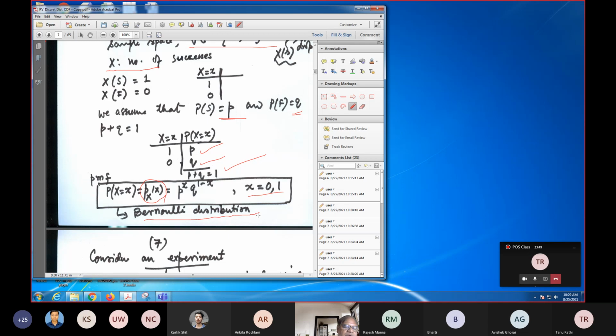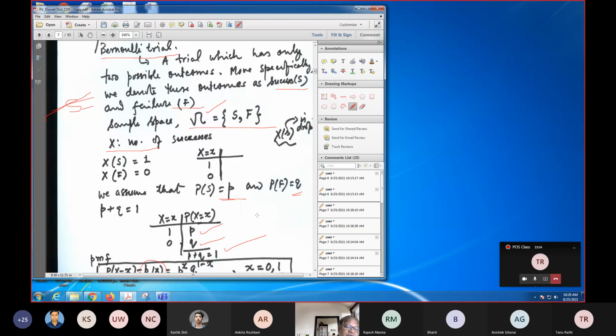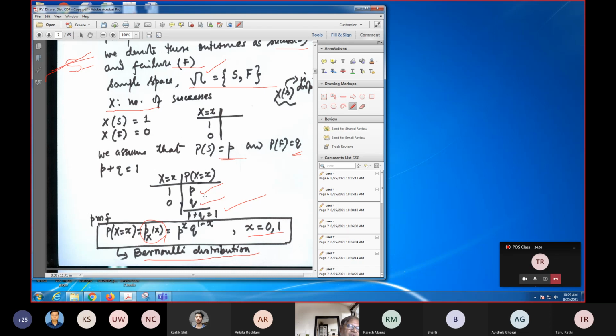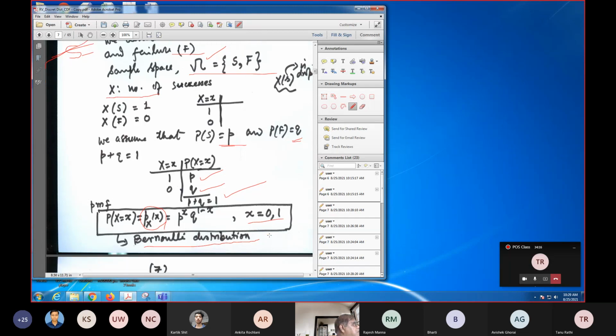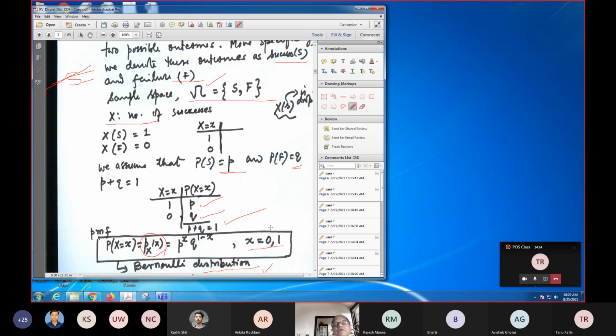So we started with a Bernoulli trial, which has two possible outcomes, success and failure, which is a standard notation, and the probability of success is P, the probability of failure is Q. And in this case, if I am interested in the probability of the number of successes, then it can be represented by P to the power x, Q to the power 1 minus x, where x varies over 0 and 1. So this is the simplest distribution, the Bernoulli distribution. Is it clear till now?